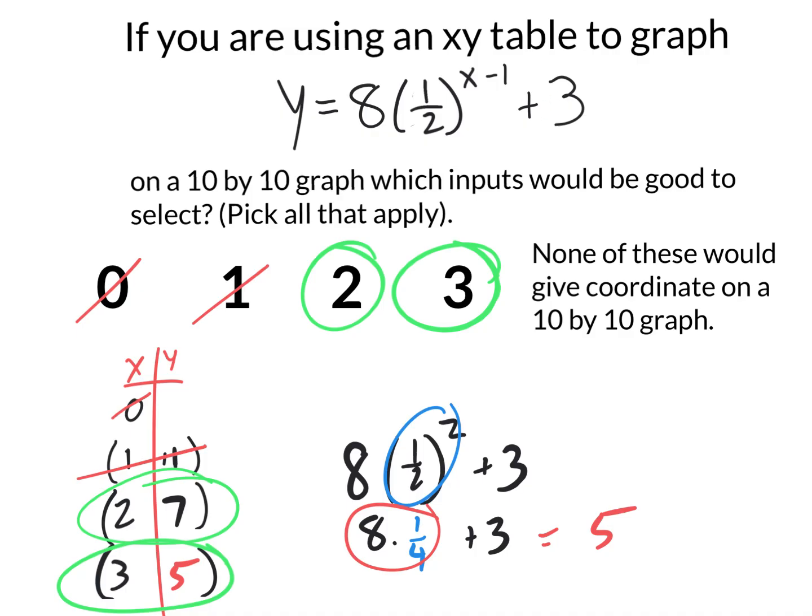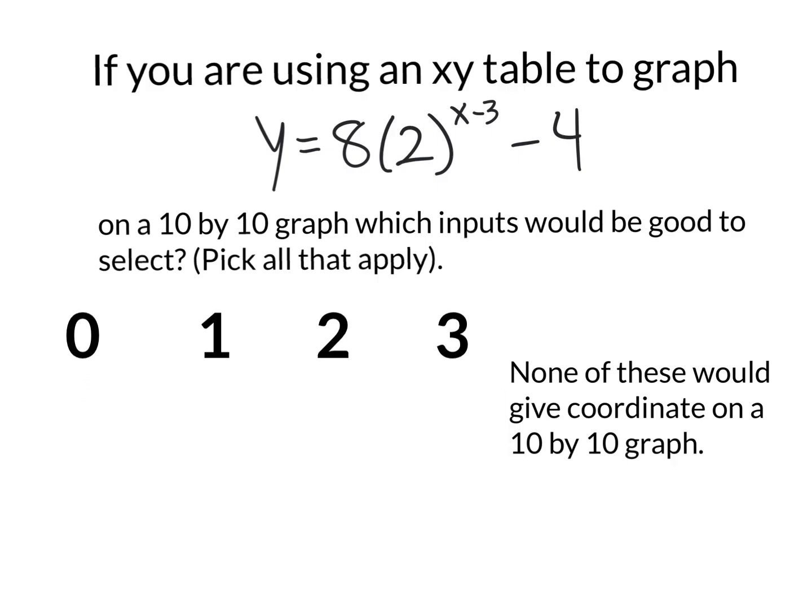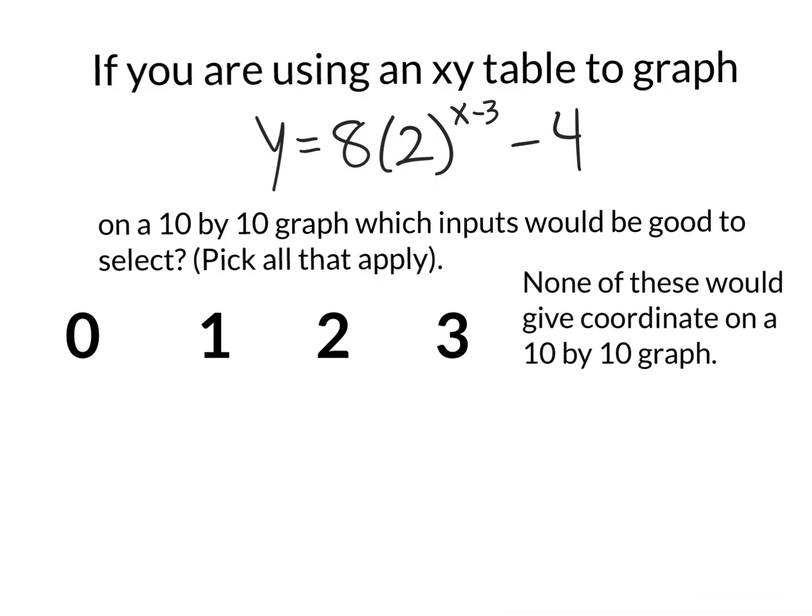Okay. Let's do a couple more of these just to practice when we actually have an h value up here, x minus h. Here's another exponential growth function because the base is 2. And we want to graph it on a 10 by 10 graph. Which inputs are good to use? Check all that apply. Maybe all of them work, maybe none of them work, right?